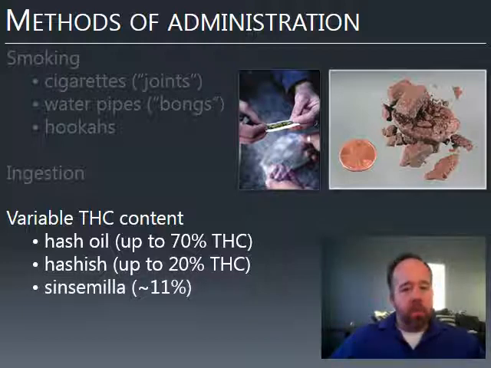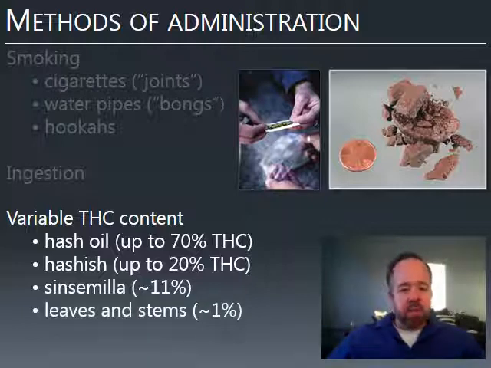You also have more recognizable plant forms like sinsemilla. Sinsemilla is from the Spanish, meaning without seeds. As I mentioned in the previous slide, the THC content of the plant is highest in the female flowers, and it's even higher in those flowers if those flowers have not been fertilized. That is, they have no seeds. So this has about an 11% THC content. It can get up to 20%, but on average, it's about 11.